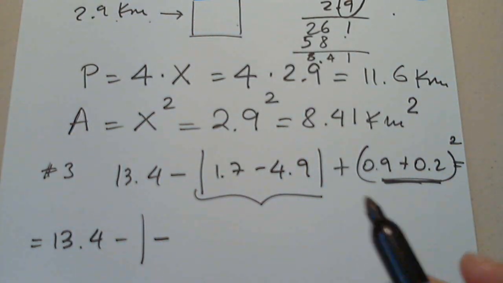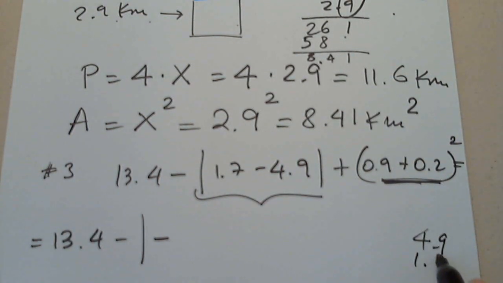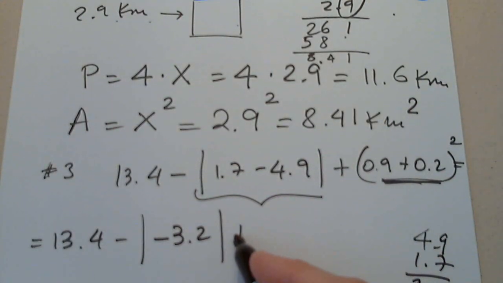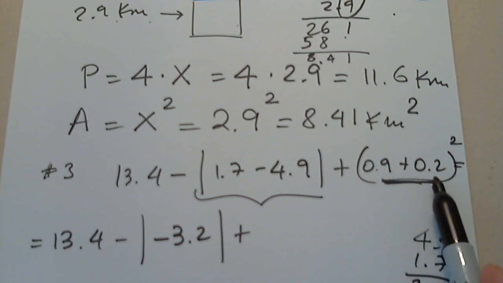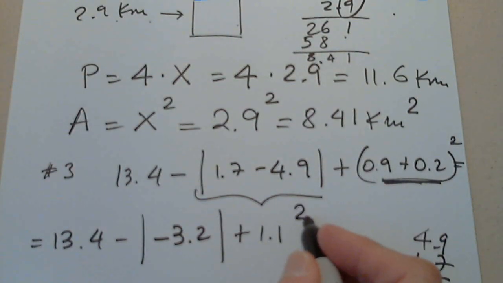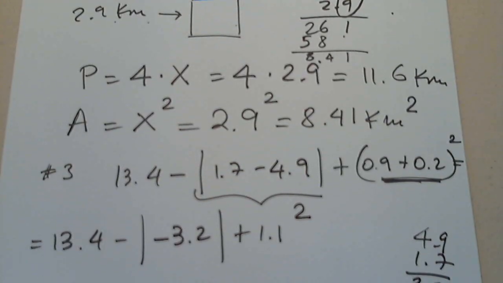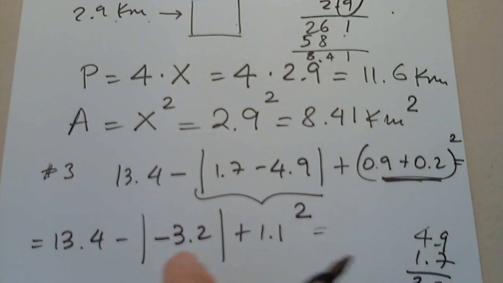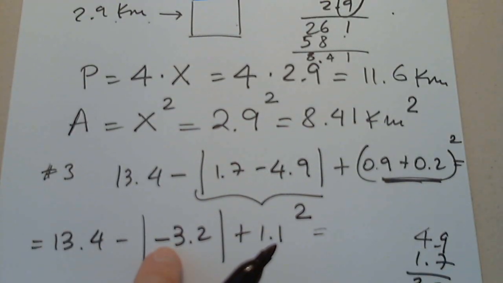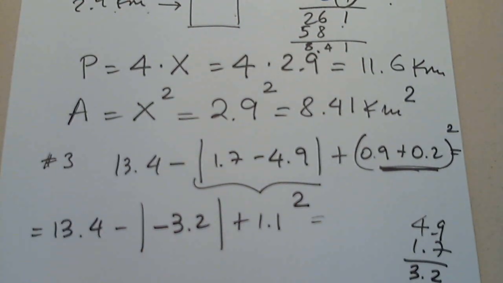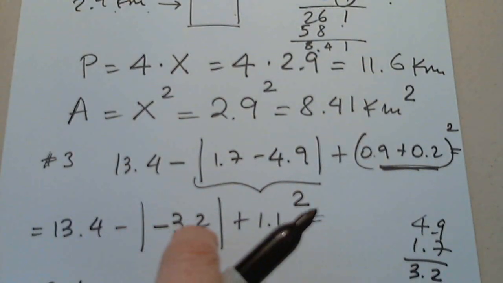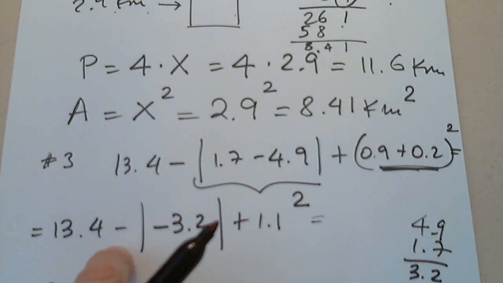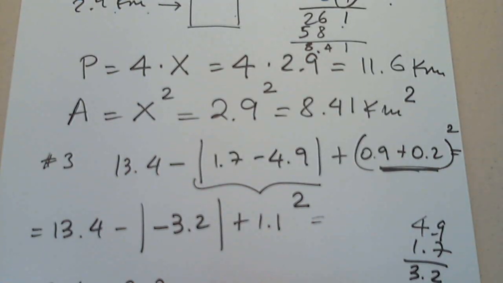So basically in my head, I do 4.9 minus 1.7, which is 3.2. Then I continue with 0.9 plus 0.2, which is 1.1 squared. I don't need parentheses on it anymore because it's a positive number. At this point, do not try to multiply. This is not allowed because this is the absolute value. So 13.4. The absolute value of negative 3.2 is positive 3.2. With minus in front, it makes it negative 3.2, plus.